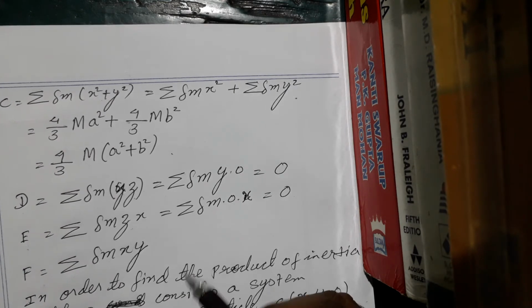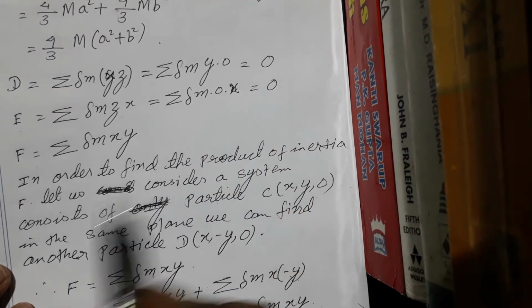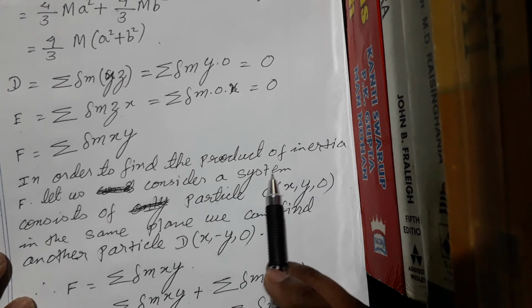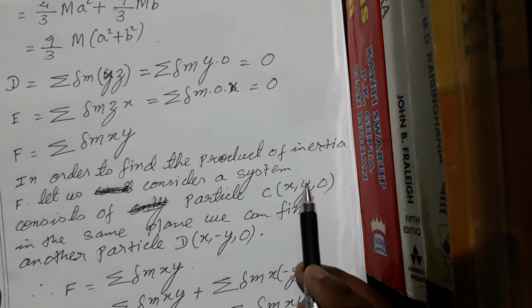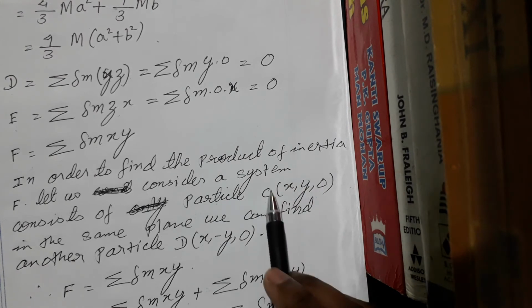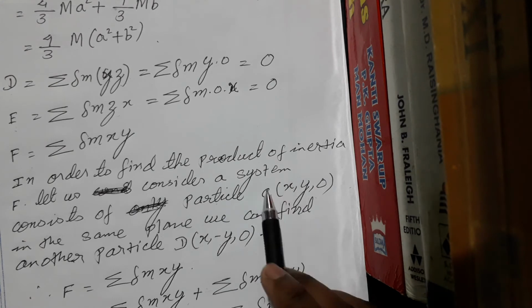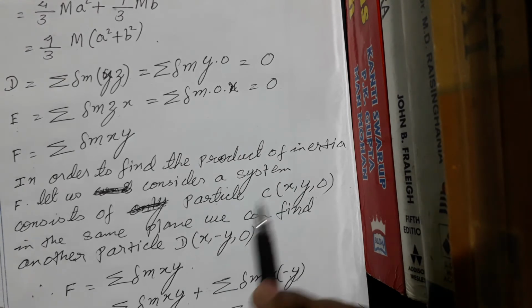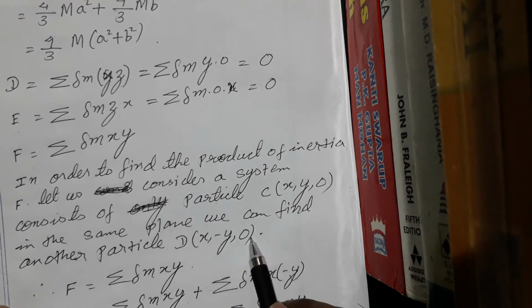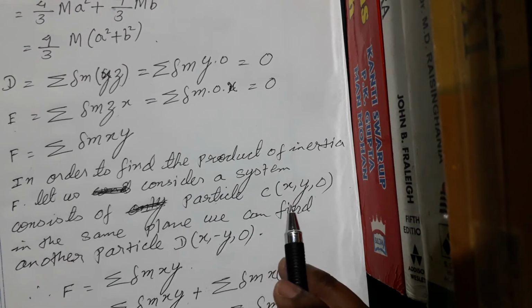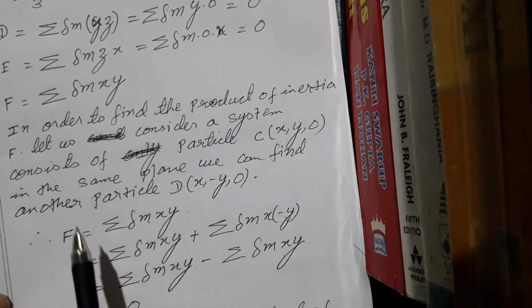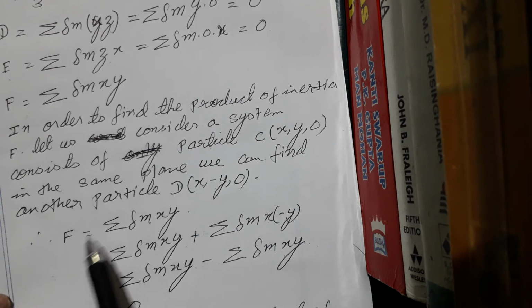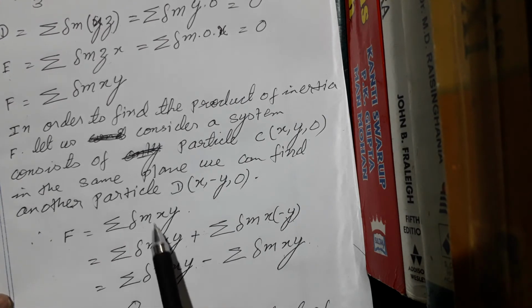But we try to find what the product of inertia will be here. To do this, we consider a particle C, and to find the product of inertia about F, you have to consider a system consisting of only one particle. So it consists of a particle C (x, y, 0), and if there is a particle with this coordinate, then we can also find a particle whose coordinate will be (x, minus y, 0). I'm considering only two particles, and we'll find the product of inertia of these two particles about the zx plane. So that is F equal to summation delta m x y.